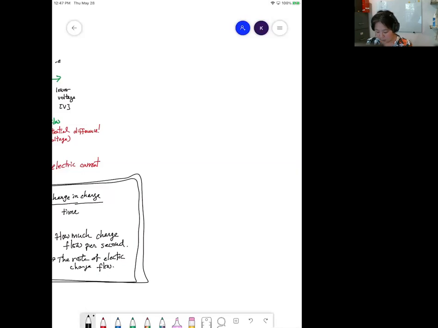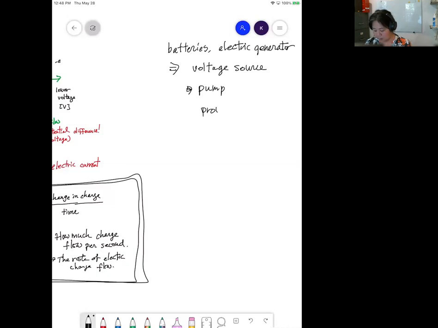So I could just write that down. The batteries, the electric generator, they all act like a voltage source, which means it's the pump. It provides a change in voltage.